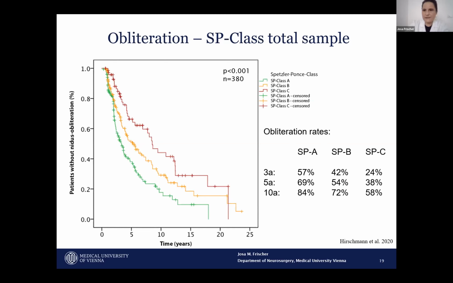And as you can see here in this Kaplan-Meier graph, you cannot work nowadays without Kaplan-Meier graphs, obviously. You see that the fastest and the highest obliteration rates are in the low Spetzler-Ponce class A, followed by Spetzler-Ponce class B, and then obviously Spetzler-Ponce class C. So that's in the total sample.